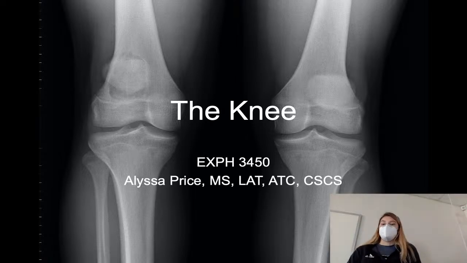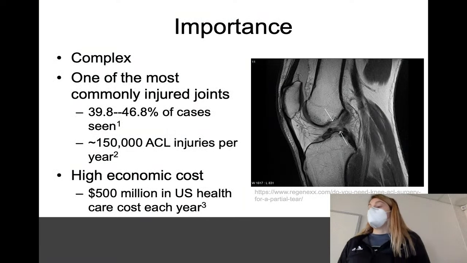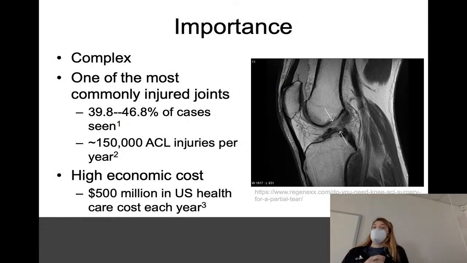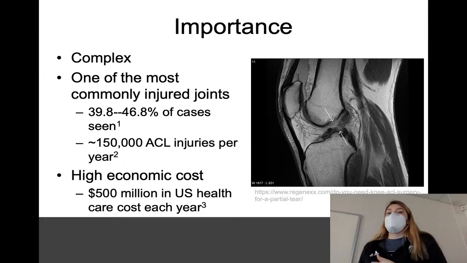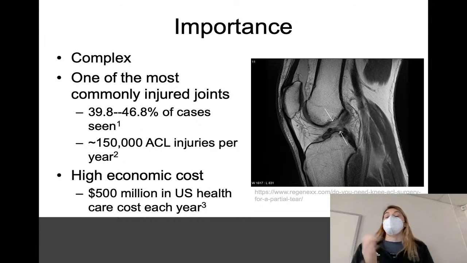So the knee. The knee is going to be super important, especially if you are wanting to go into physical therapy or athletic training, because the knee is going to be one of the most complex joints we're going to be looking at. It's also one of the most commonly injured joints. These percentages and stats are from quite a few years ago, so they have probably increased.